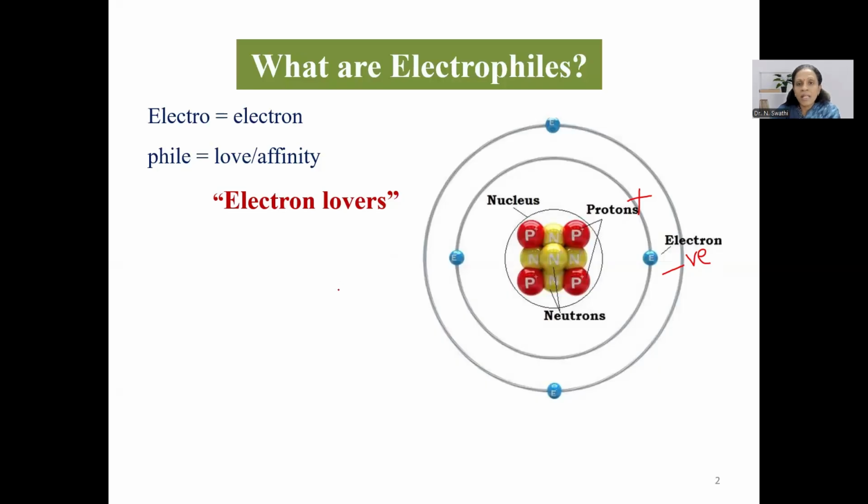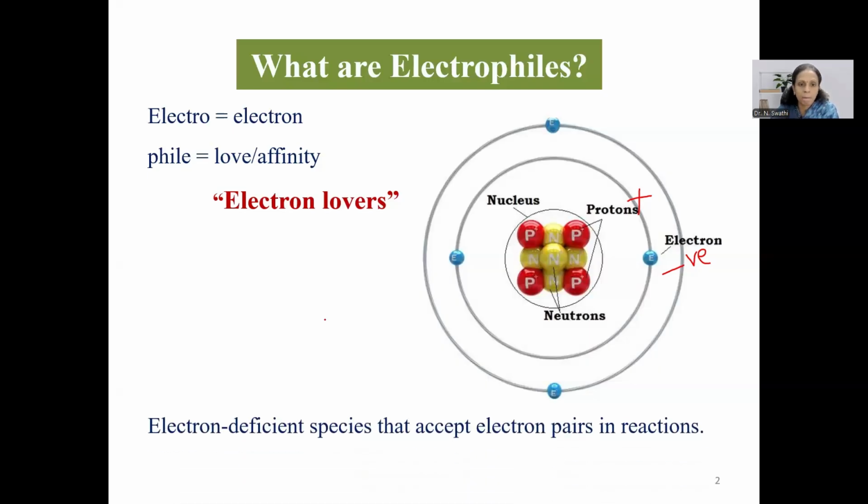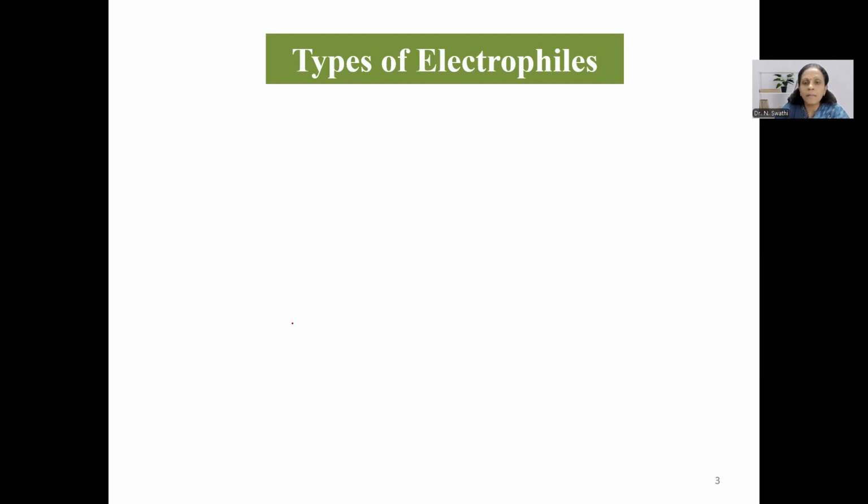Now, as I mentioned earlier, electrophiles are nothing but electron lovers. That means they have affinity towards the negatively charged electrons. It means they are electron deficient species. That is why they have affinity towards electron rich species like electrons. Now let us understand the types of electrophiles.